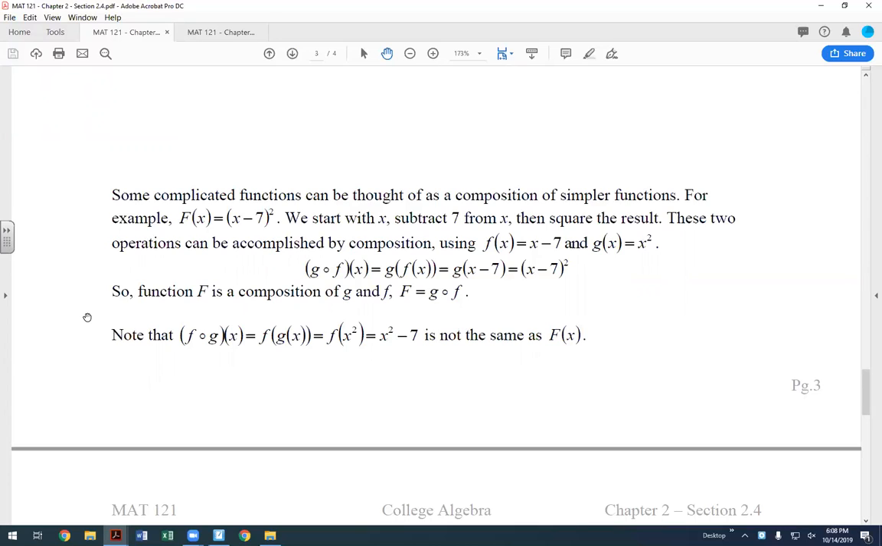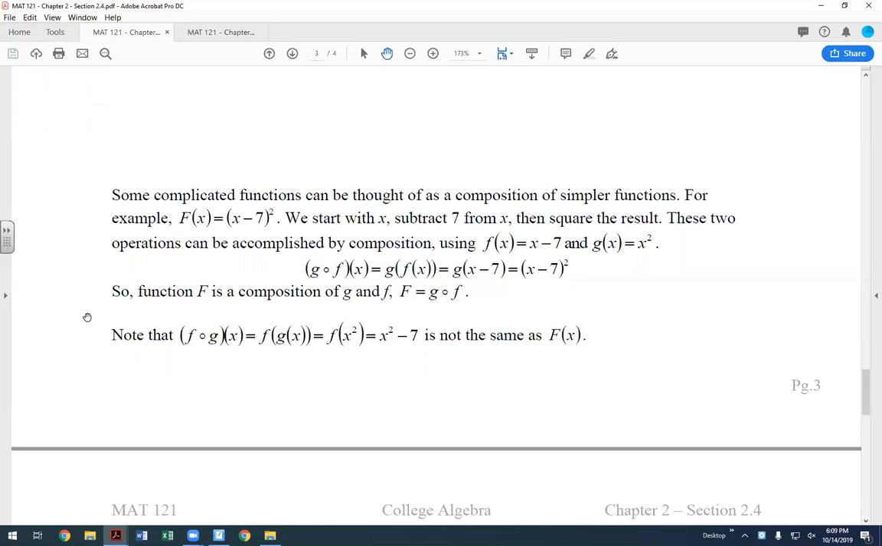But let's say you change that order and you make it f of g. That means I'm actually going to square first and then subtract 7, and you can see I end up getting x squared minus 7 and not the same thing as x minus 7, the quantity squared.